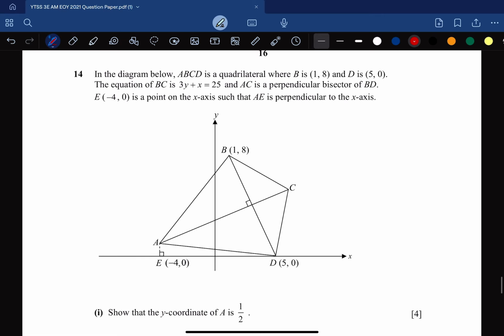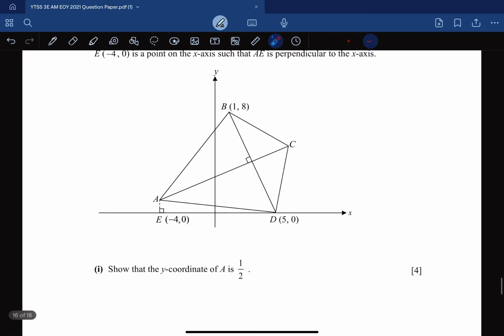In the diagram below, this is a quadrilateral, whereby I have the points B and D, as well as point E, and the equation of line BC. AC is a perpendicular bisector of BD, and AE is a point such that it is perpendicular to the x-axis. Show that the y-coordinate of A is equal to half.